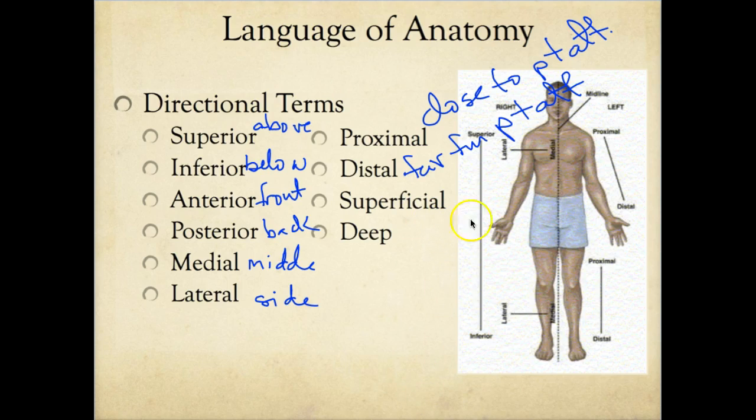Superficial and deep. Superficial refers to a surface. Deep refers to going in. So, for example, our skin is superficial, our muscles are deep. Notice also that a lot of these terms are paired. You have one, you have the opposites. We have above and below, front and back, middle and side, close and far, near the edge, and further in.